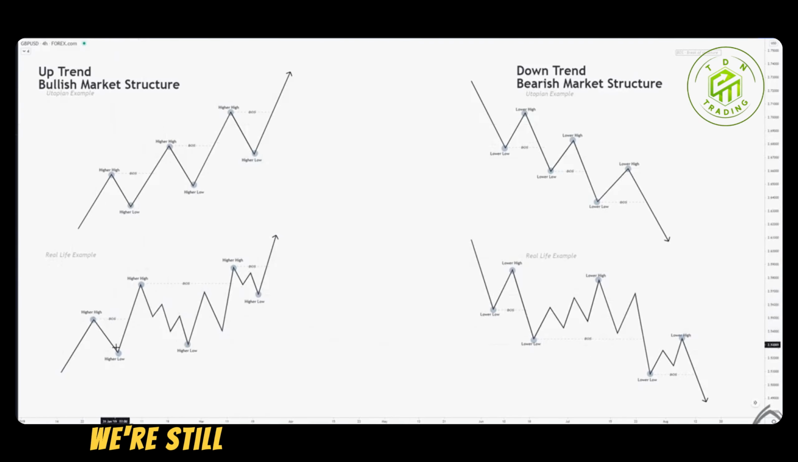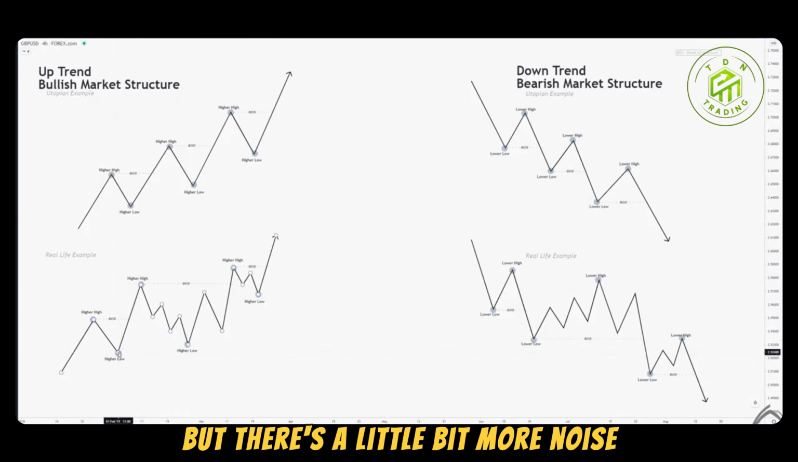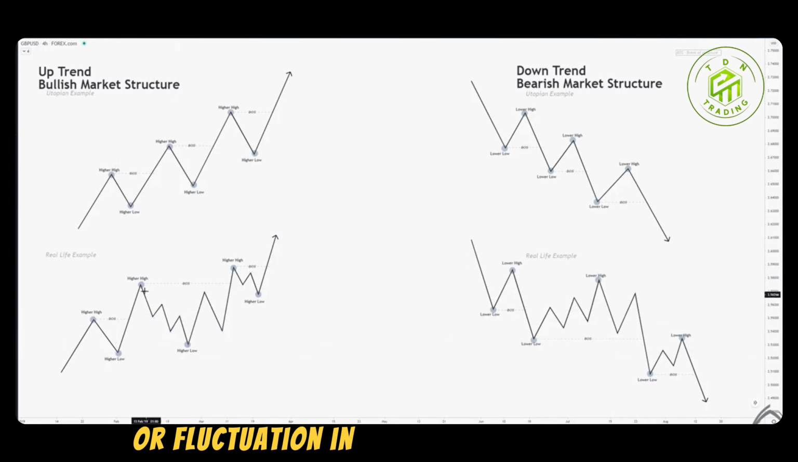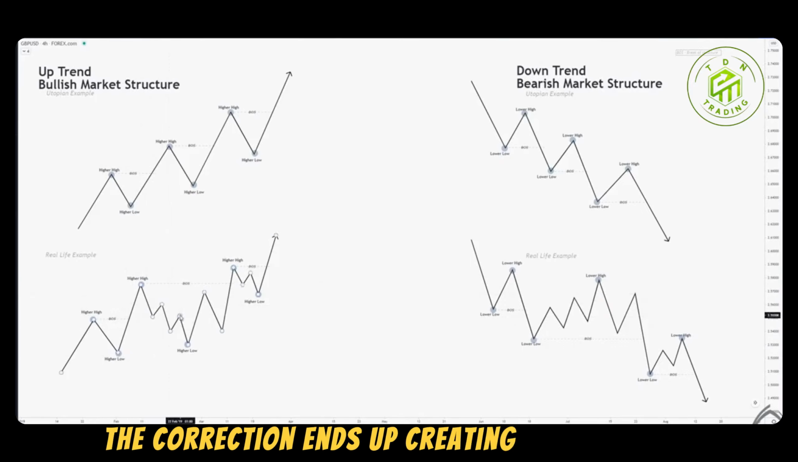What we can see is we're still making higher highs and higher lows, but there's a little bit more noise or fluctuation in between the two ranges. So between the higher low and the higher high, we can see price begins to correct. And what happens is the correction ends up creating substructure.